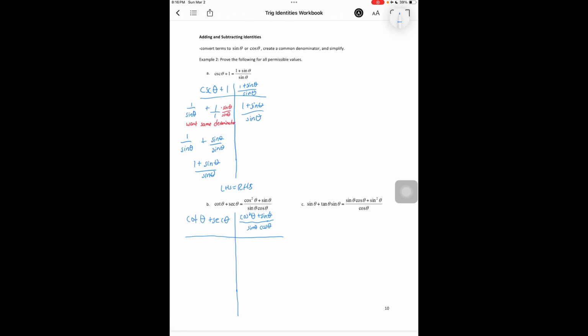So anyway, back to letter C, or letter B, sorry. I'm going to change the left side because I see there's two terms and I just prefer changing that around. So cotangent theta plus secant theta. Cotangent is the same thing as cos theta over sine.